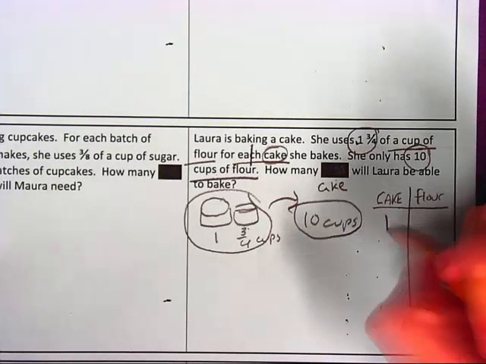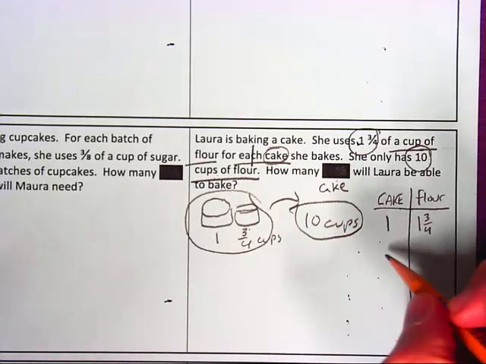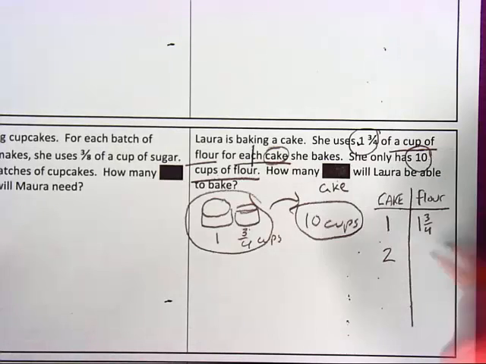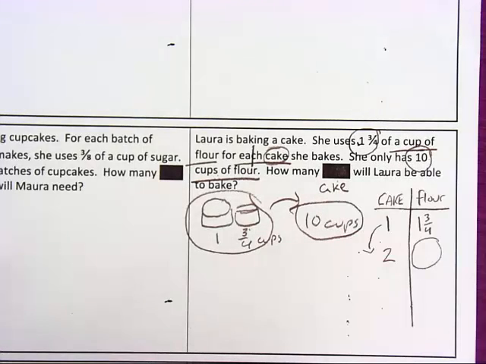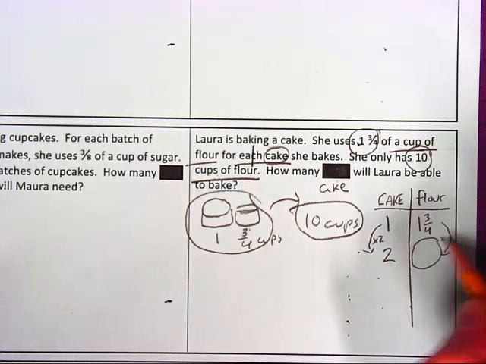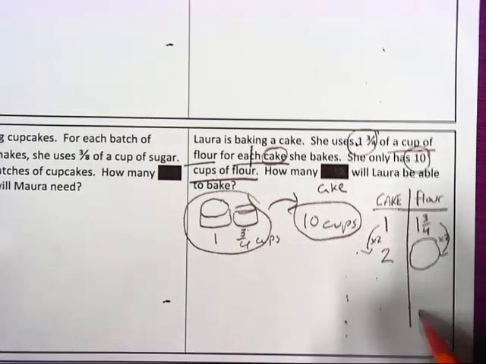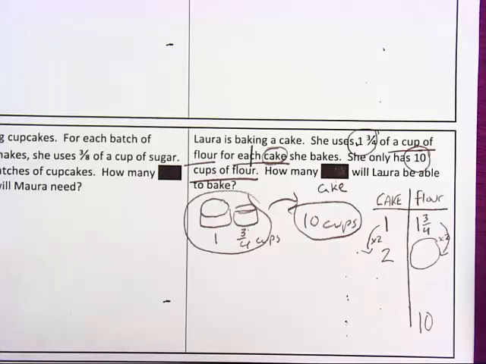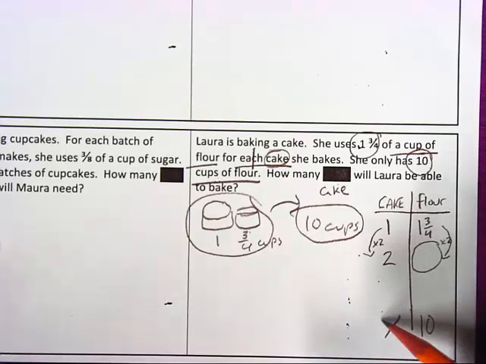So we could say 1 cake would need 1 3/4 cups of flour. So if I had 2 cakes, how could I find how much flour, right? So we could say 1 cake turns into 2. So we could double the amount of flour, right? Or we could say, you know what, we're trying to get to 10 cups of flour. How many cakes can we bake, right? So here I can see that I'm missing the number of cakes, right? That's going to be what I'm looking for.